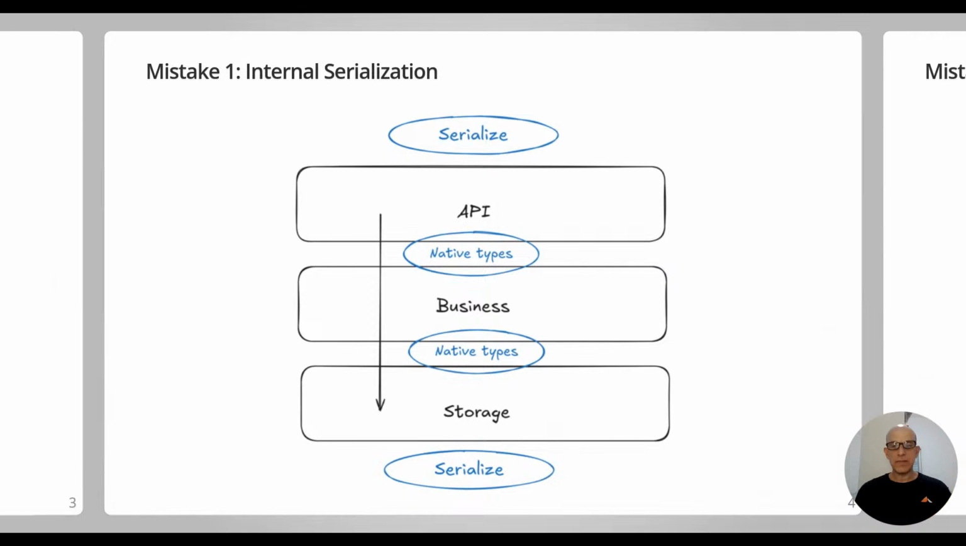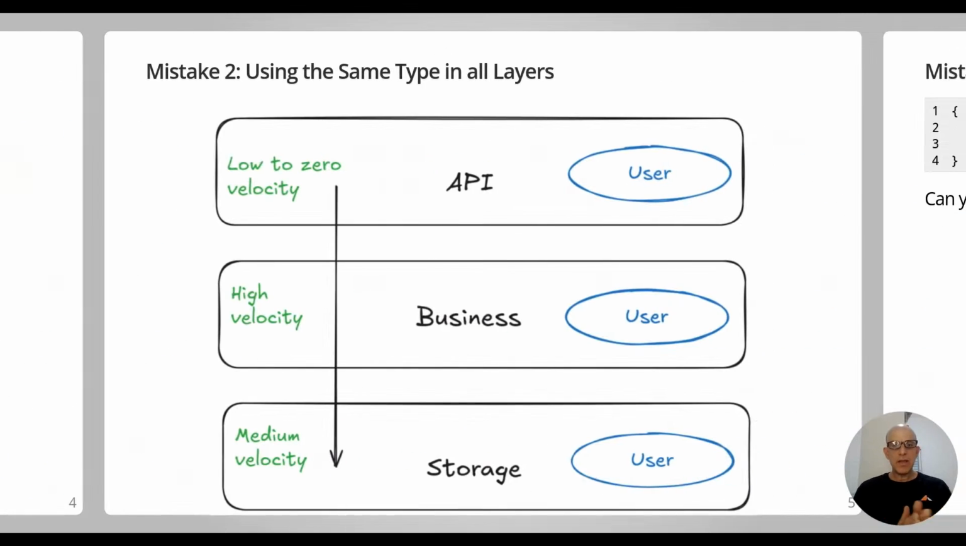that we can see. The second mistake is that people are using the same types throughout these three layers. So let's say I have a user and I have the same user for the business layer, the storage layer, and the API layer. And at the beginning, right, they are going to look the same. Maybe just a login and a name, maybe some permissions, but that's it. But the thing is, now you're tying these layers all together.